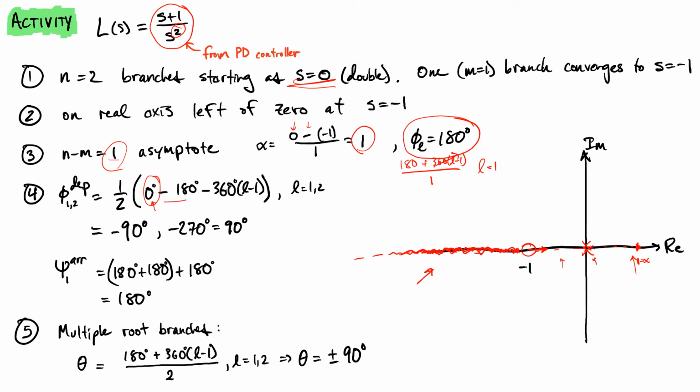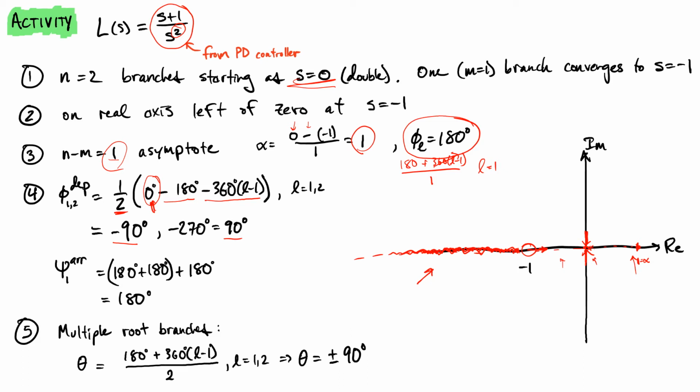And then we subtract off -180 and subtract off -360 times (L minus 1). In this case, we have 2 of those poles, and so we have a 1/2 there. And so that same calculation, essentially the same value as what we got before, since this doesn't contribute, and we get -90 and +90. So that means that out of these poles, we're going to be departing at plus and minus 90.